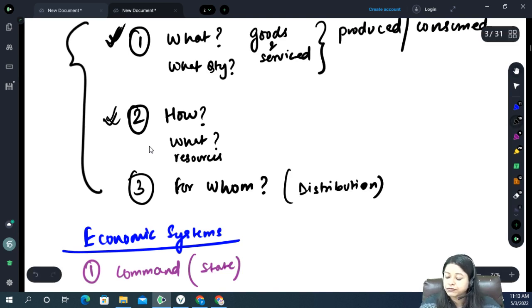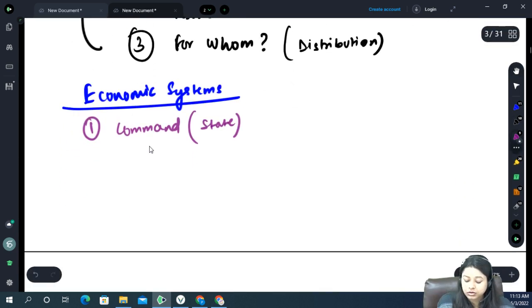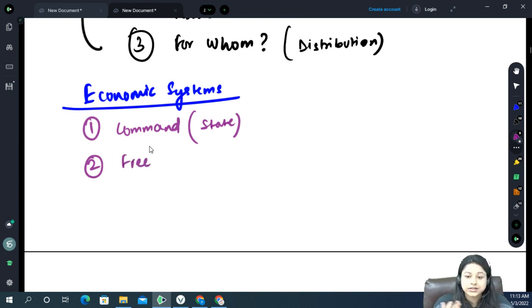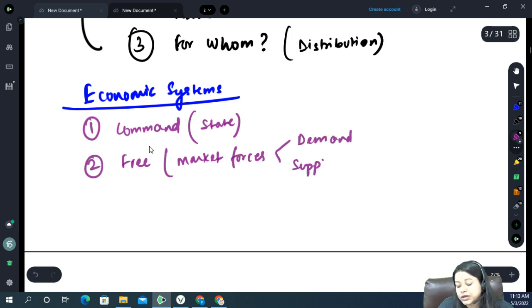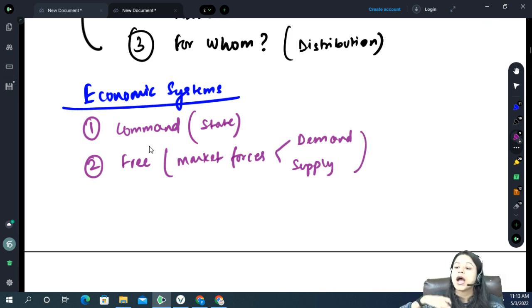Then we have free economy, where people or the individual decision making units themselves decide. And generally here the market forces of demand and supply will decide what I want to buy, what I want to produce, at what price I want to buy, at what price I want to sell, which is your free market like the US.